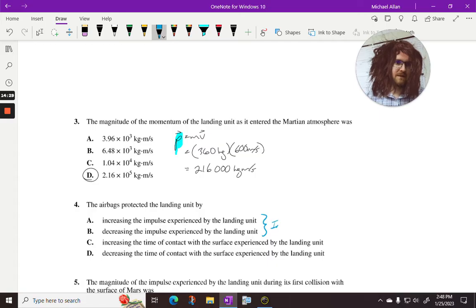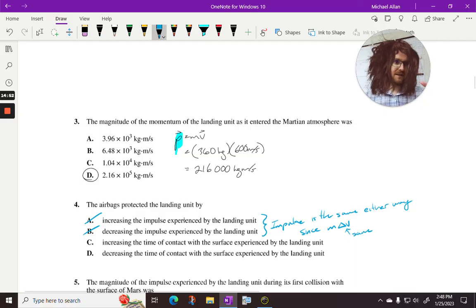So impulse is the same either way. I'll write down mass times change in velocity. This is the same, right? So we're going to cross those ones off, okay? But to get that, because the impulse is going to have to stay the same, this is going to be constant.